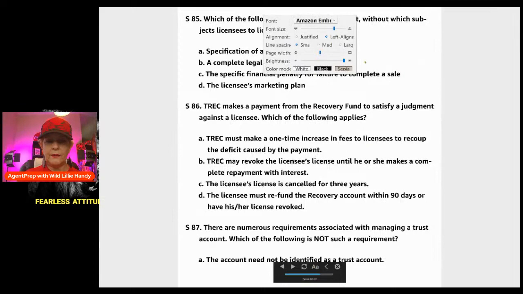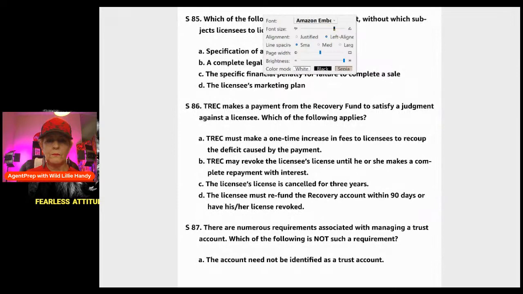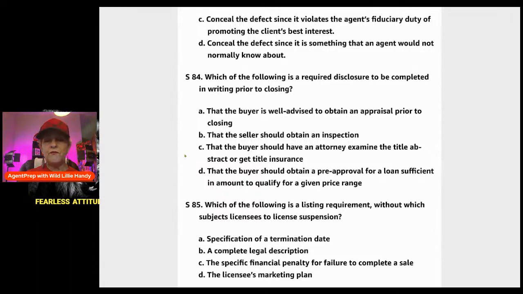Number 85. Which of the following is a listing requirement without which subjects licensees to license suspension? A listing requirement without which subjects licensees to license suspension. A, specification of a termination date. B, a complete legal description. C, the specific financial penalty for failure to complete a sale. Or D, the licensee's marketing plan.